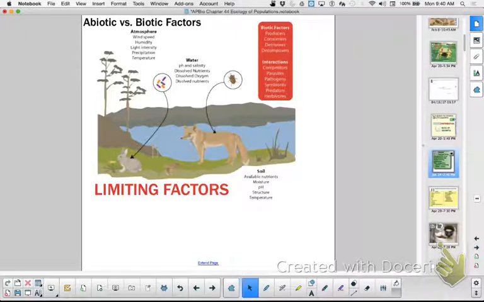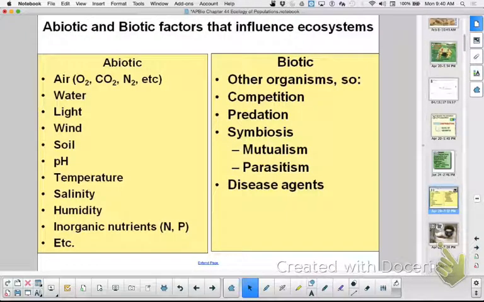Same for abiotic and biotic conditions that could inhibit those numbers. So some examples of abiotic factors and biotic. Slate, you take the one on the left, and Blue, you take the one on the right, the biotic. Go ahead.